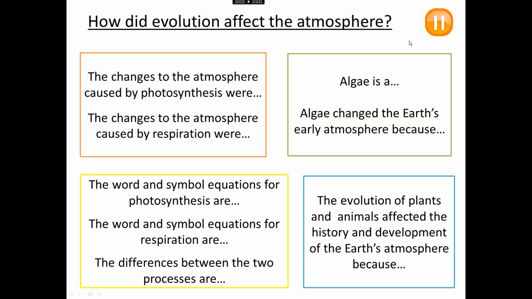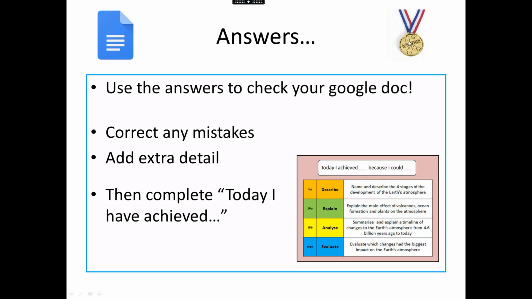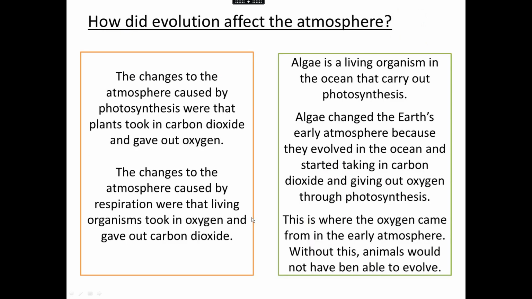I'm about to move this on to the answers. Here we go. Check the answers in your Google Doc. If you got something totally wrong, then change it. Make sure you've got correct notes in your Google Doc. Make sure you complete Today I Have Achieved to help you keep track of how you are doing as a science student, what that says about you, were you able to use your understanding correctly.